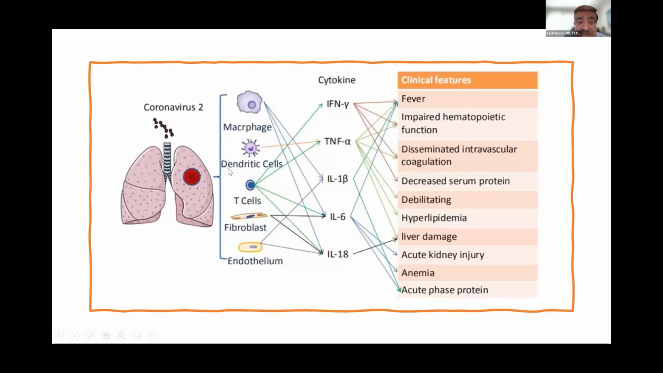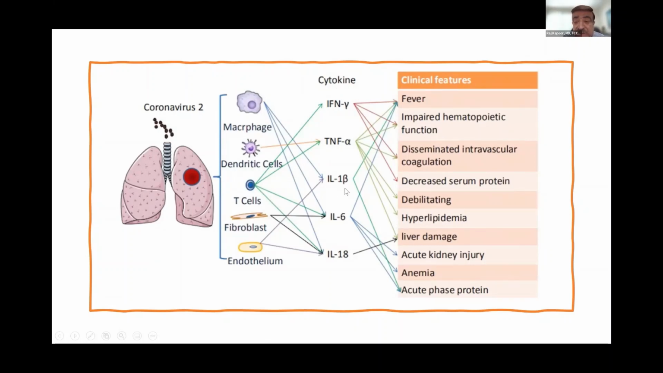So the macrophages, dendritic cells, T cells, fibroblasts, and endothelial cells will release all these cytokines. And these are the different cytokines which cause different problems: fever, impaired hematopoietic function, DIC, decreased serum protein. This is very important. The albumin half-life is only 21 days. And most of these patients have hypoalbuminemia because of poor nutrition, and they get severe disease, and they're never checked. And they're given fluids in ICU, and this will increase the interstitial fluid and will make it worse.